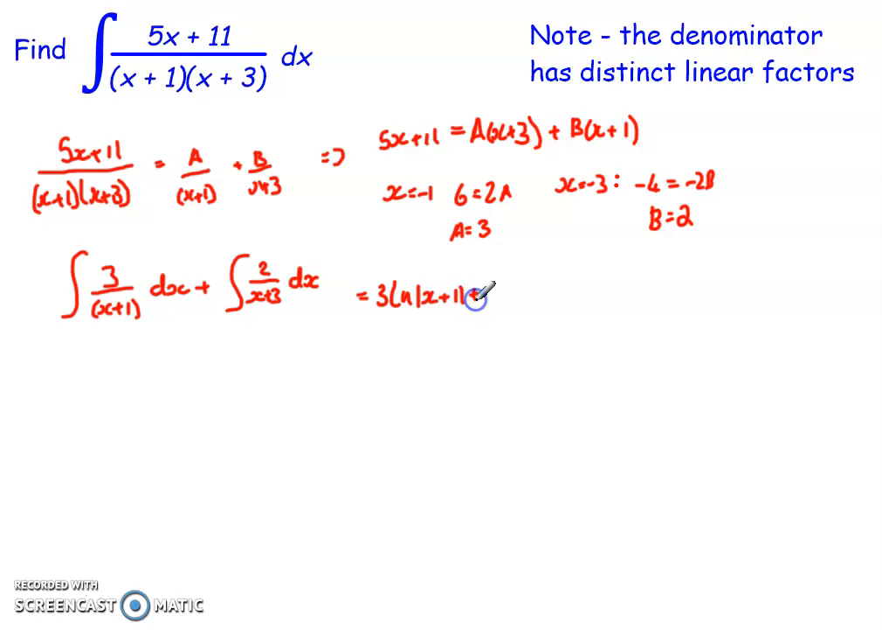And I can use the exact same logic on this one. If I take the 2 out as a common factor, I get 1 over x plus 3. So I then get 2 times ln of x plus 3, then plus c. Don't forget your constant of integration. So there you go, distinct linear factors. It's not difficult, it's just the key thing, again, splitting up and remembering your a and your b here.